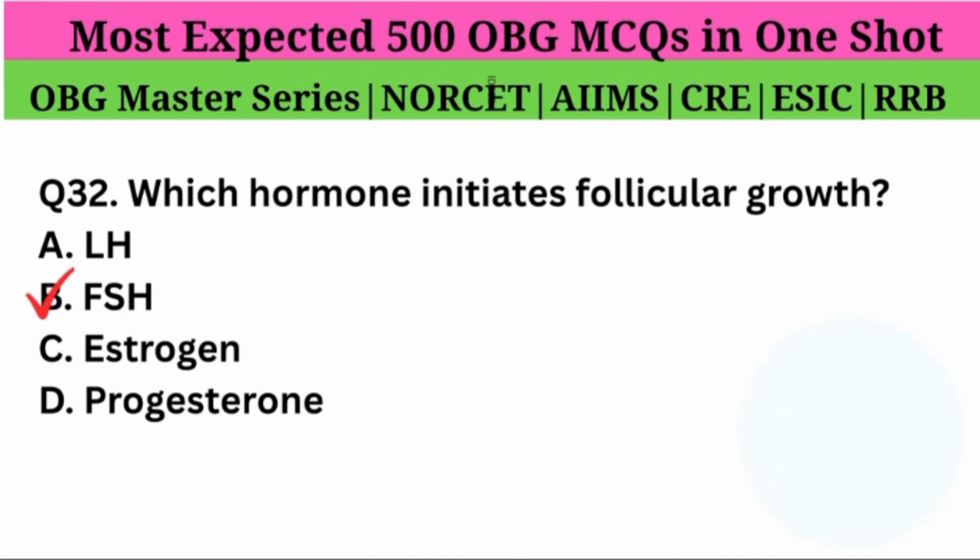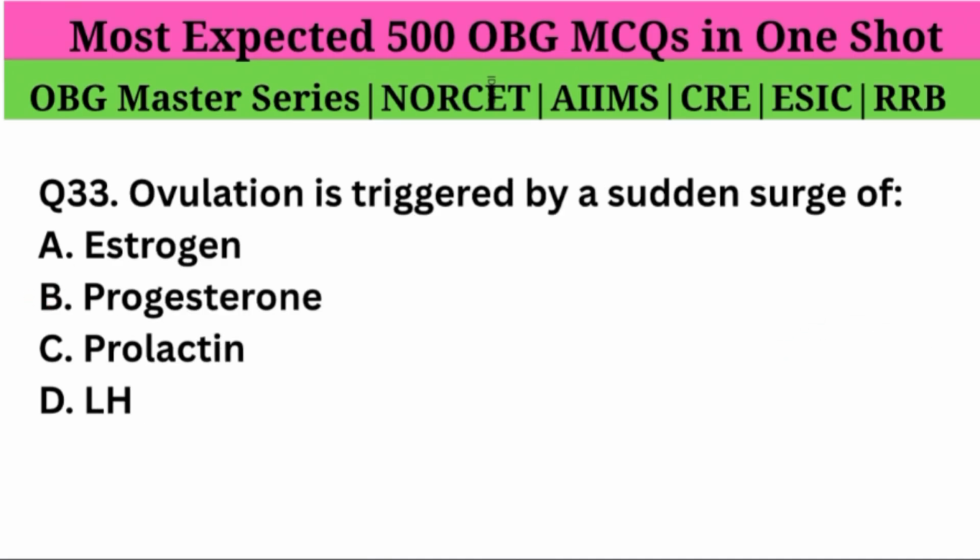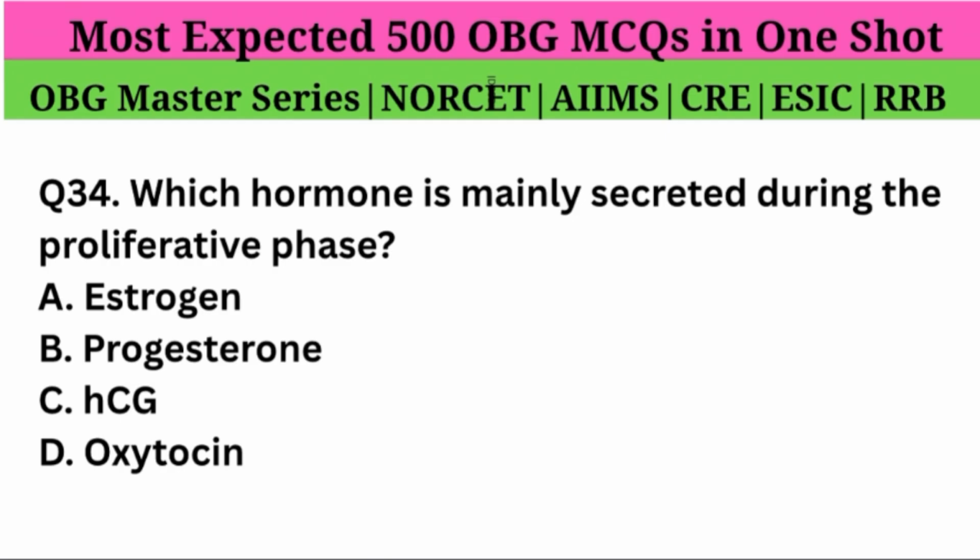Your correct option is option B, FSH. Next question, ovulation is triggered by a sudden surge of? Your correct option is option D, LH. Next question, which hormone is mainly secreted during the proliferative phase?